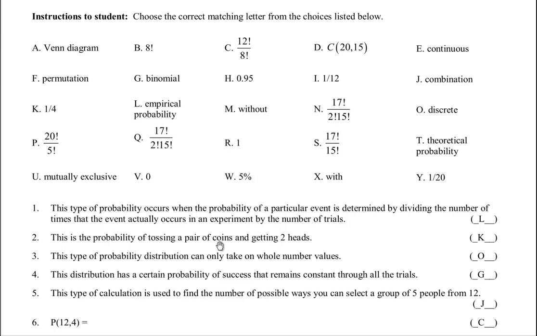Number 2, this is probably tossing a pair of coins and getting 2 heads. So if you were to draw a tree diagram and list the sample space for tossing 2 coins, you could get 2 heads, or a head then a tail, or a tail and then a head, or two tails, sorry. So probably getting 2 heads, there's only one way that occurs out of the 4, so there's a probability of 1 chance in 4, which is answer K here.